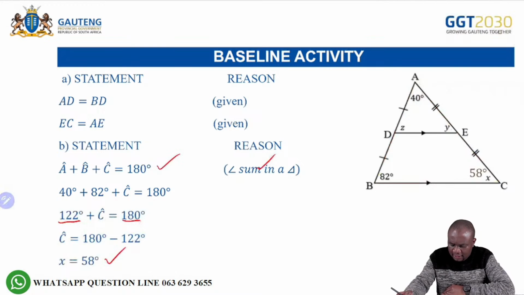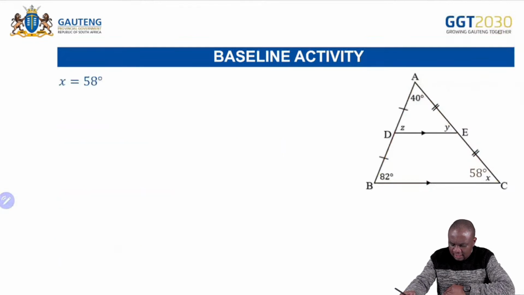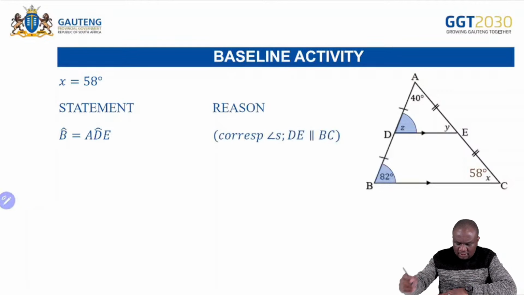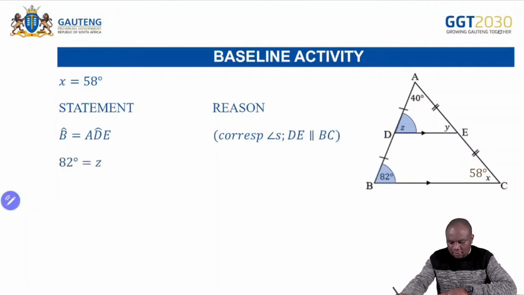Okay, all right. Now we need to find angle Z and angle Y. It's now easy. Let's start by finding angle Z. Angle Z is equal to angle B, which is equal to angle ADE. These two angles are equal. Why are they equal? Angle Z and angle 82, they are equal. Why? They are corresponding angles. Do you see that? So angle Z is equal to 82 because of corresponding angles, DE is parallel to BC. And then what about Y? What is the size of angle Y?